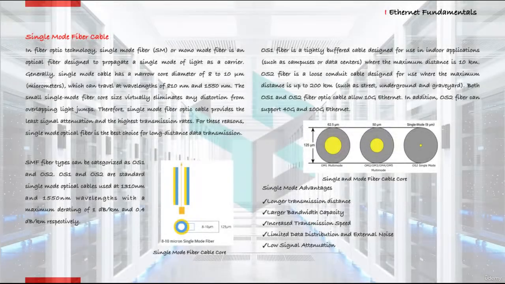Let's look at single-mode fiber on this page. There are also two types of single-mode fiber. The first is categorized as OS1 and the second is OS2. OS1 and OS2 are single-mode fiber optic cables used at wavelengths of 1300 nanometers or 1550 nanometers, with a maximum attenuation of 1 dB per kilometer and 0.4 dB per kilometer respectively.